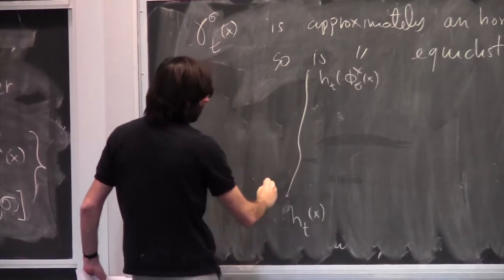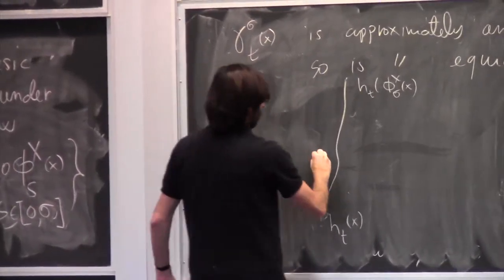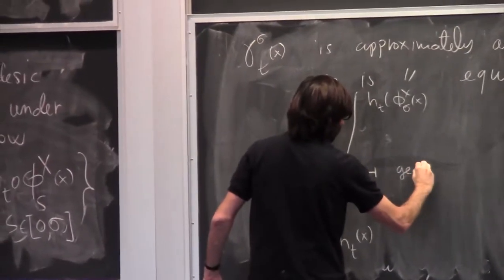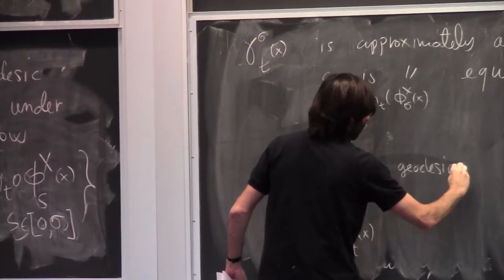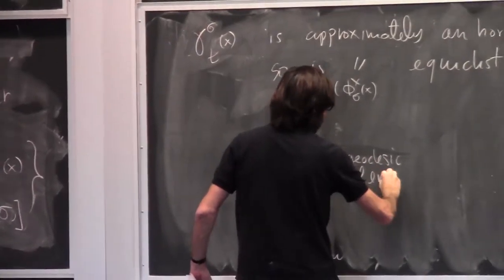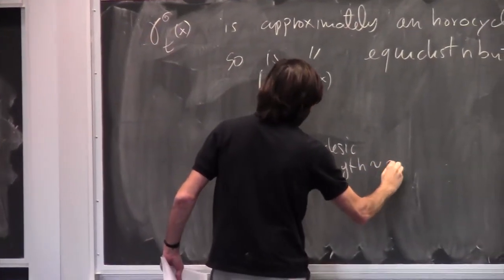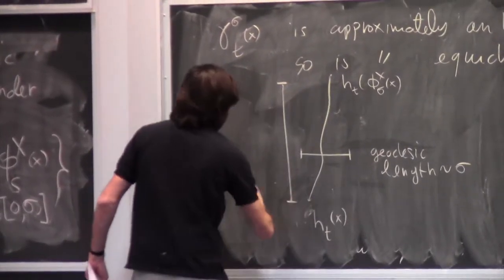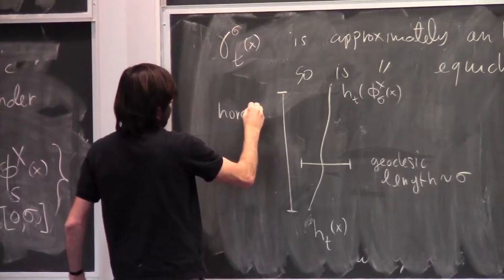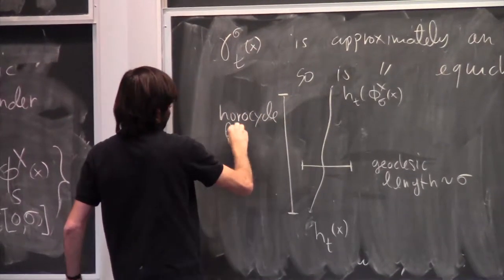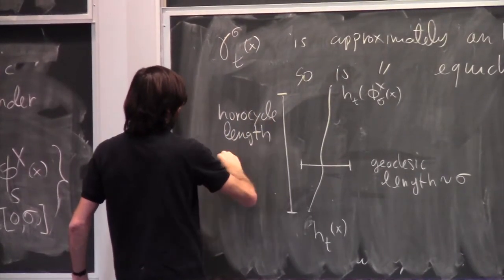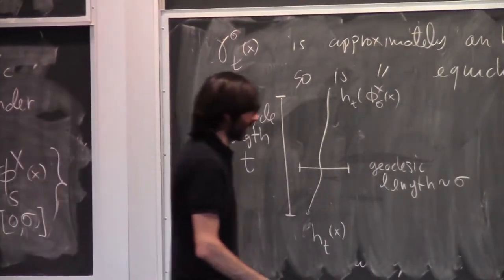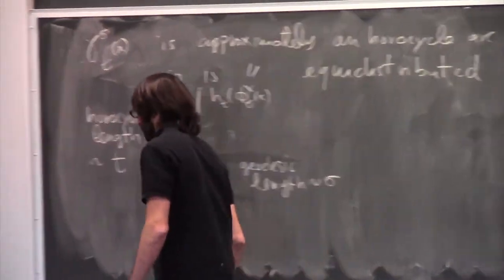But it has some deviation from the horocycle. It's not a piece of horocycle. Yeah, no, it's not. In the direction of geodesic, the geodesic length is of order sigma. But the horocycle length is approximately t. And the other important thing is that it lies in the XU leaf.